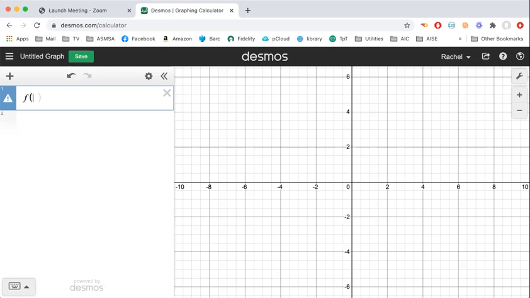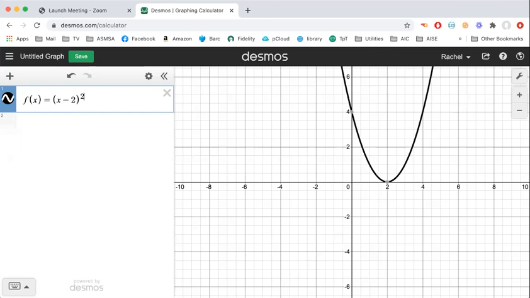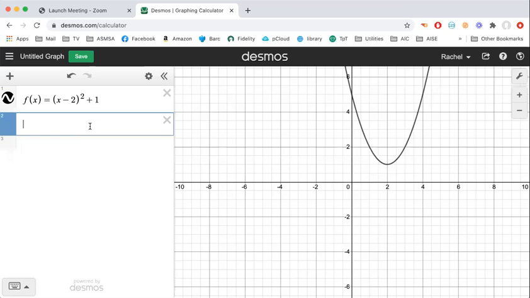So I'm going to let f of x equal a quadratic. Let's say (x minus 2) quantity squared plus 1. So here is my quadratic, and this is the U shape I want to rotate around a little bit. The next thing I need to do is set up my parametric.